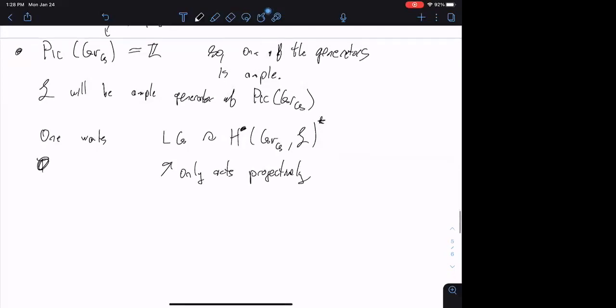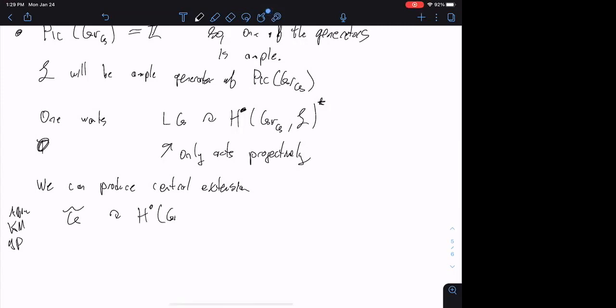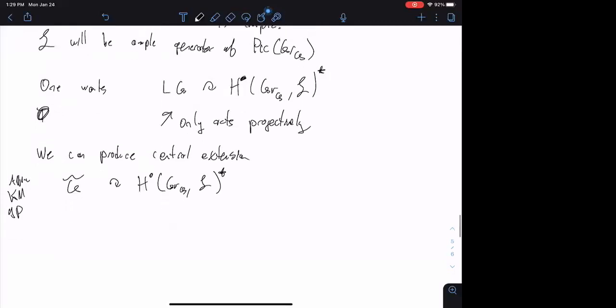So the solution to this is to pass to central extensions. So we can produce a central extension, which I'll denote by G tilde. This is an affine Kac-Moody group. It only really appears because now this will actually act. So this affine Kac-Moody group now will act on the cohomology spaces of the affine Grassmannian L dual. So the affine Grassmannian is also a homogeneous space for this affine Kac-Moody group. And also there's an affine Kac-Moody algebra, G tilde, which will similarly act.